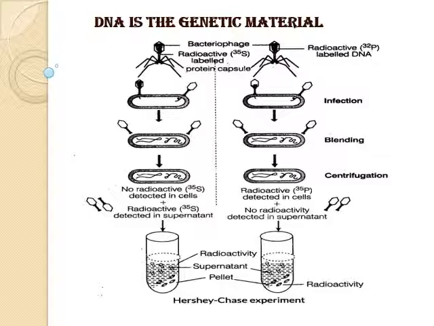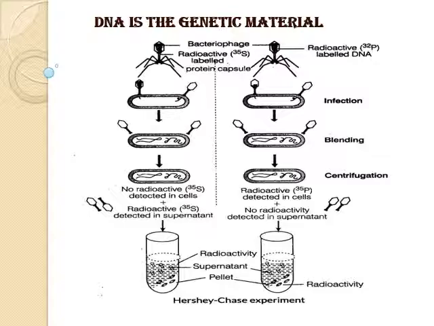These two phage preparations were allowed to infect cultures of E. coli. As the infection proceeded, viral coats were removed from the bacteria by agitating them in a blender. The virus particles were separated from the bacteria by spinning them in a centrifuge. Bacteria which were infected with viruses that had radioactive DNA were radioactive, indicating that DNA was the material that passed from the virus to the bacteria.